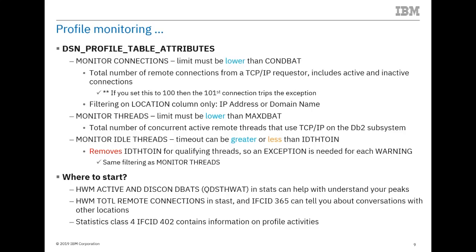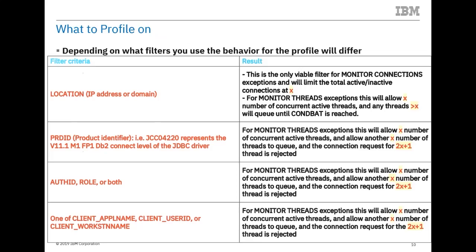If you look at the report there, the high water mark for active and disconnected DBATs is going to help you understand how many total threads you've got in the system at one time, and then the total remote connections. These could be associated with a DBAT or just inactive connections. But you want to understand what your high water mark there is. Also, IFCID 365 can give you the detail behind that. Of course, the stats class 4 includes IFCID 402, which has information on profile activities. And we'll talk about a more granular way to monitor that in a minute.